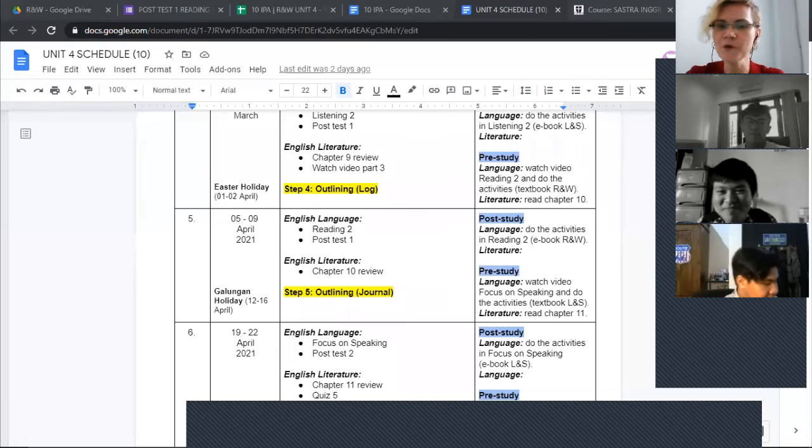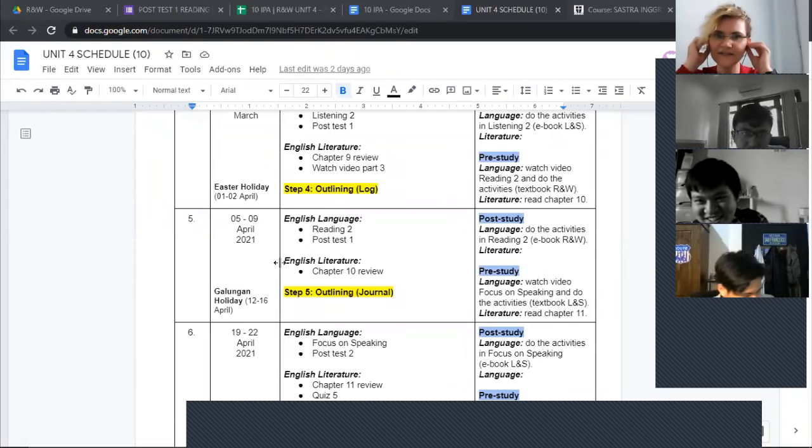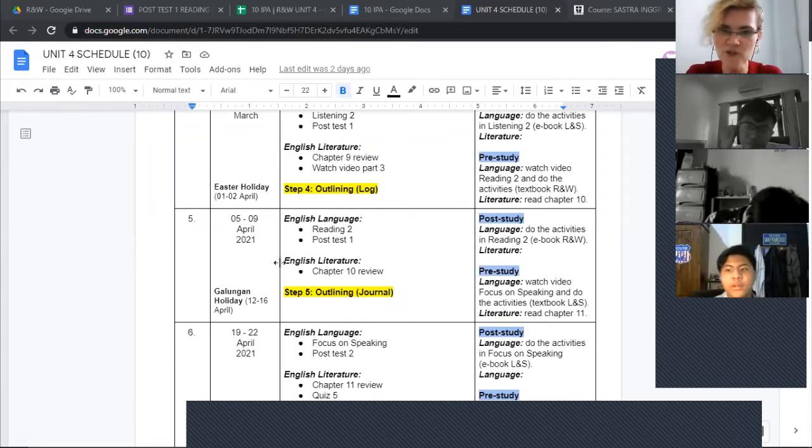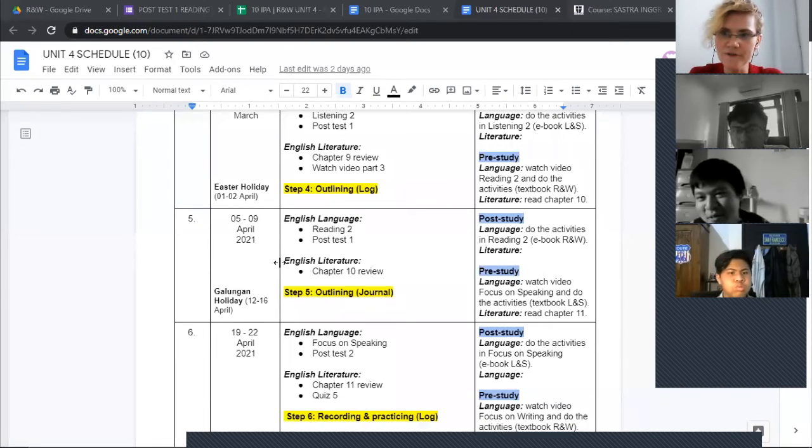Okay, yeah, reading 2 and pulse test 1, meaning that at the end of this lesson, please remember to do pulse test 1, yeah? So you already know: access the ebook, reading and writing, go to tasks and tasks in unit 4, and voila, there you are. Okay, then we go straight to our book.